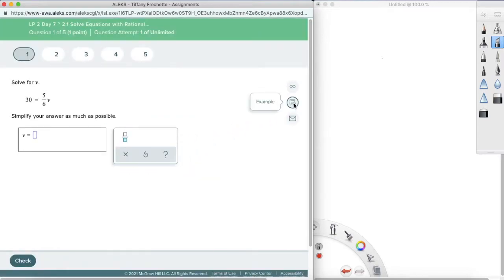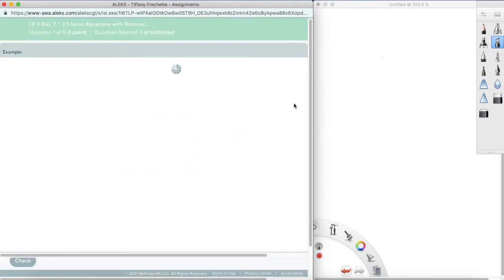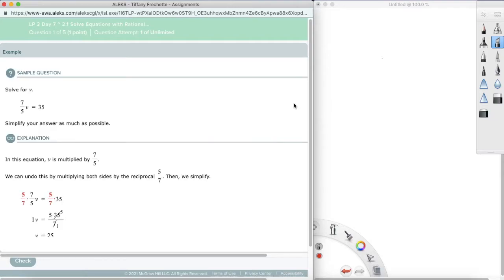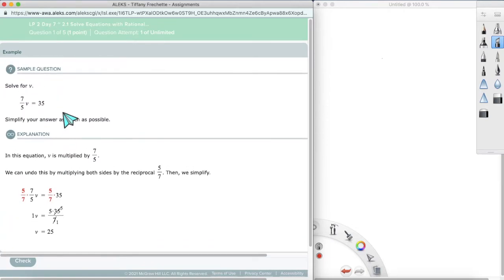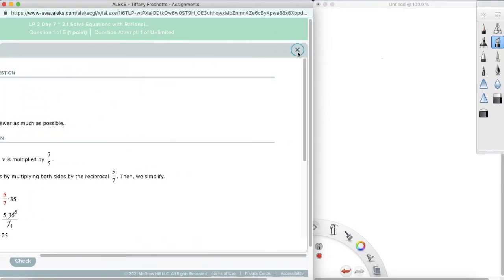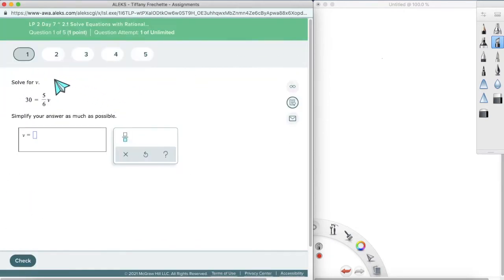If you want just an explanation, or not explanation, sorry, an example, then you click on the example page. It opens up a different example. It'll walk you through that example, and you can go, okay, I'm good, I understand that. Maybe you came back out here and you want another example. If you click on it again, it'll give you a new example. So it's kind of cool. It'll keep giving you new examples. Message center, just so that you can message your teacher directly with this problem attached.